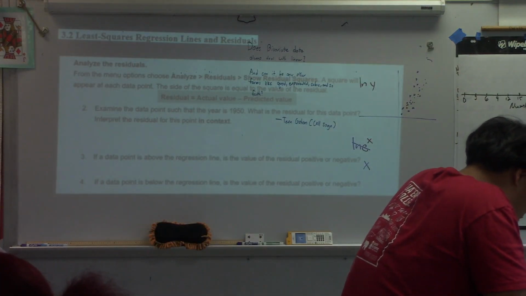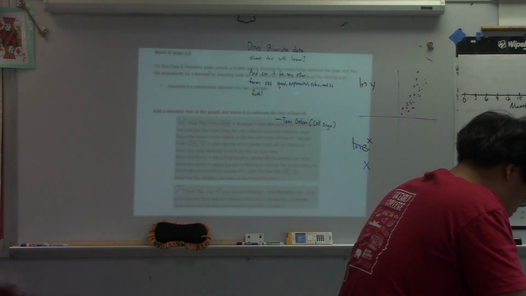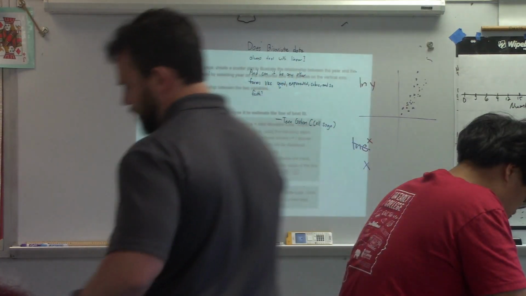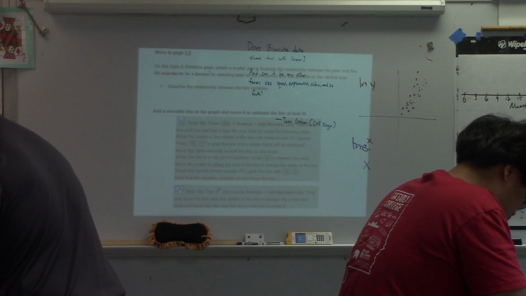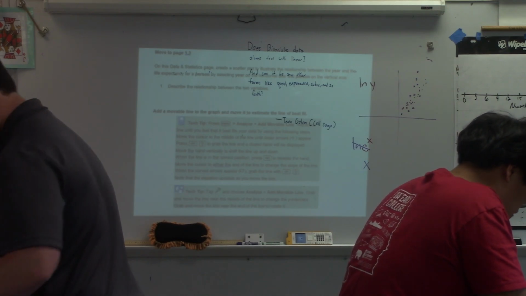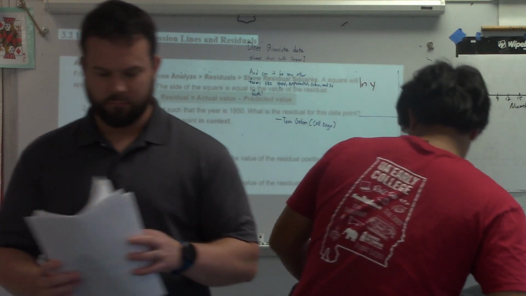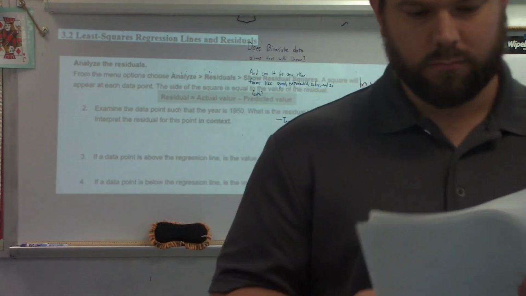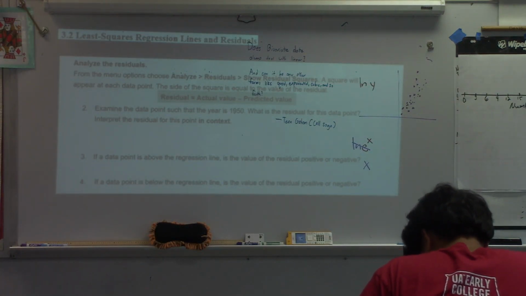Alright, so yesterday we worked on trying to analyze the add movable line. Does everybody already have a movable line on there? Yes, ma'am. Did we move the line to get it as close as we can? Yeah? Beautiful. Alright, so if it's not already pulled up, go to Analyze, Residuals, and then Show Residual Squares.